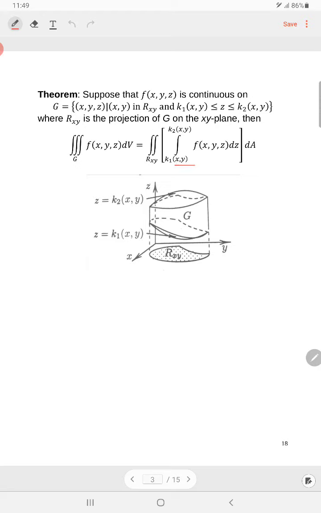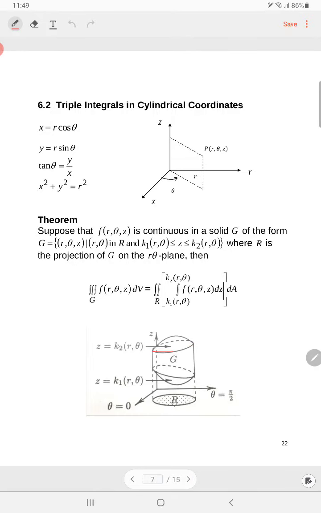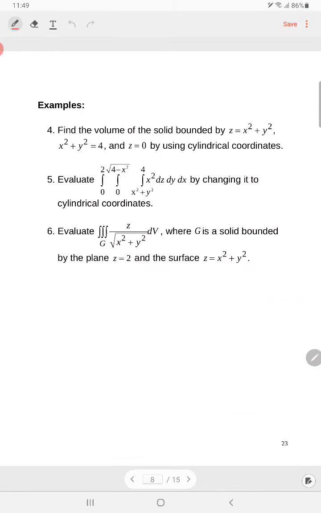In Cartesian we use x and y. So the main thing that you need to remember here is that the upper and the lower limits for z in Cartesian are the same as the upper and the lower limits for z in cylindrical. The difference is you don't use x and y, you use r and theta. And to change x and y in terms of r and theta, you just use the relationship between x and y with r and theta. Okay, now let's continue with our example here.